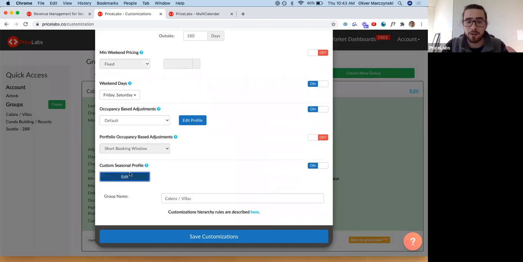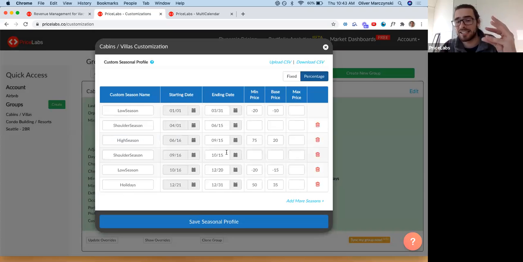So they could come in here and adjust seasonality as a percentage. Each listing has its own price levels. PriceLabs can either be handling that seasonality, or you can disable our seasonality, and then they can come in and say, hey, depending on what season we're in, if it's our low season, shoulder season, high season, etc., adjust both the minimum price and the base price as a percentage here.